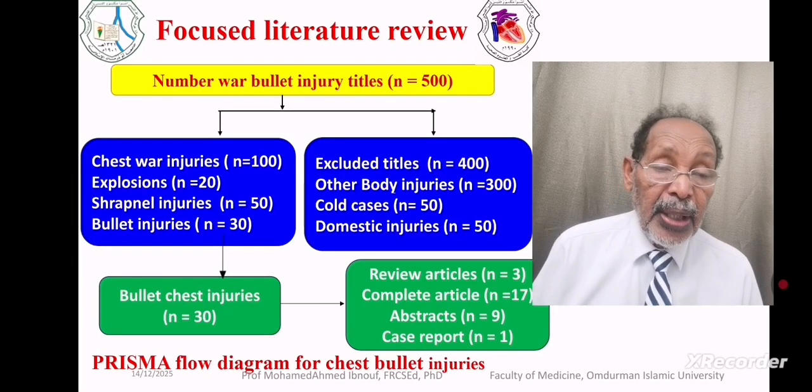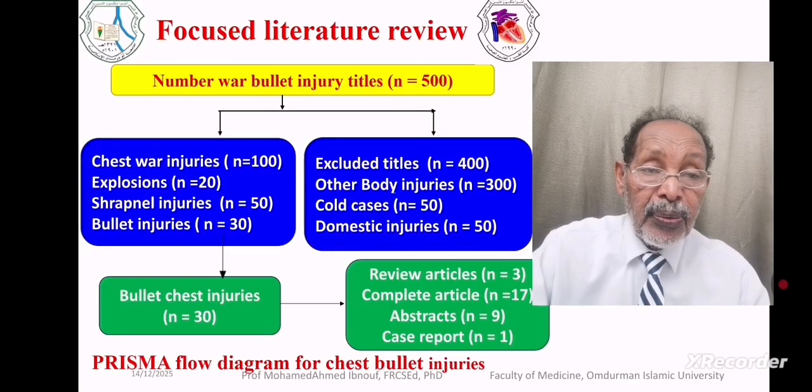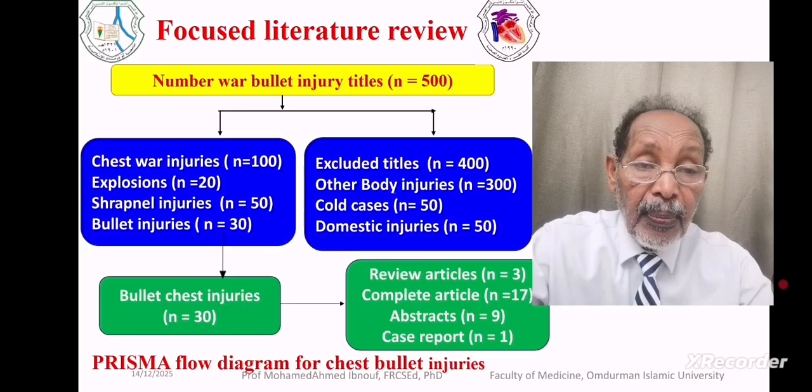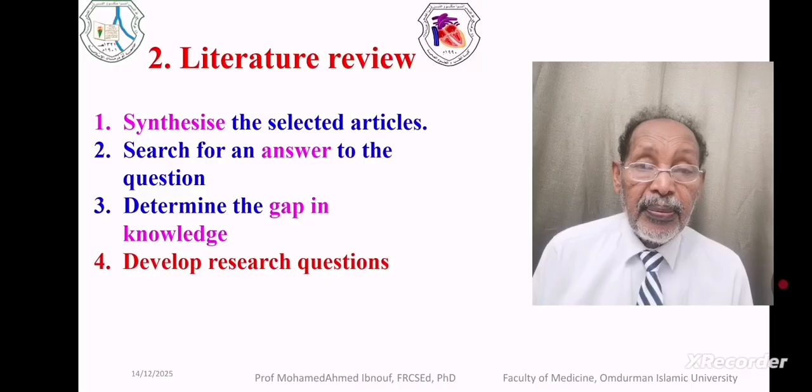Like this, we have screened the whole literature, and we focused it on the area we needed, that is bullet injuries to the chest, no other parts of the body. That is the PRISMA flow chart. This is how to select the literature.